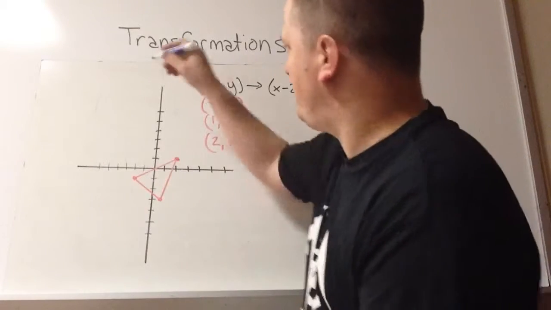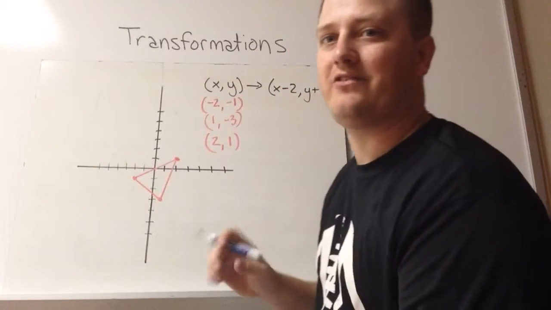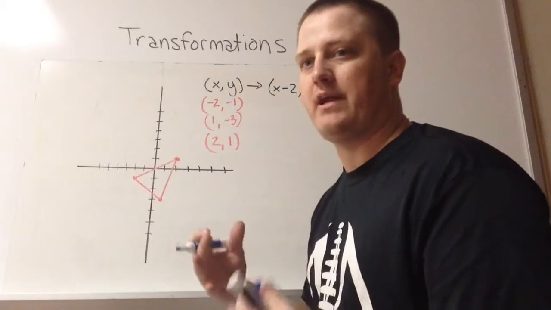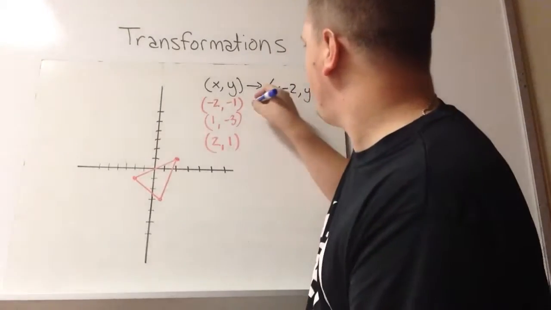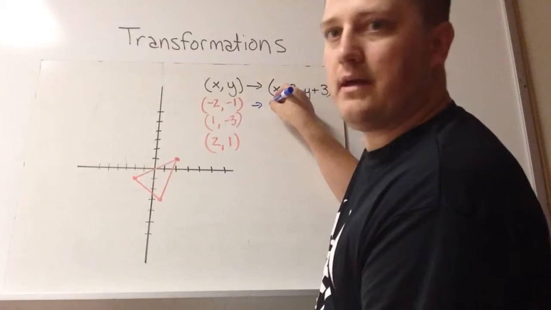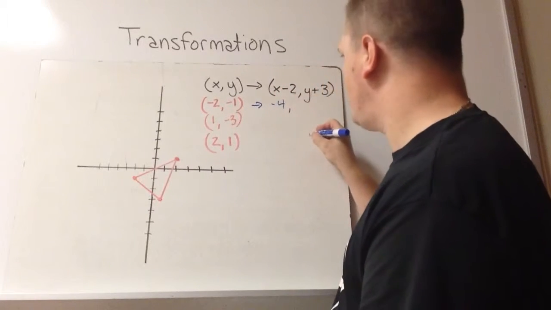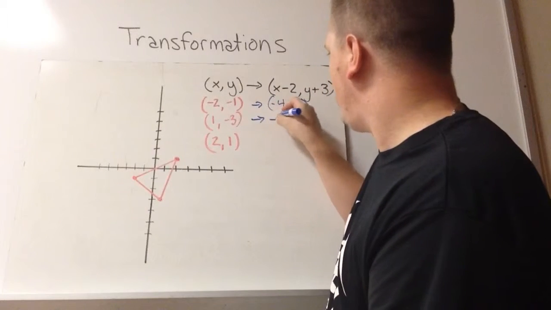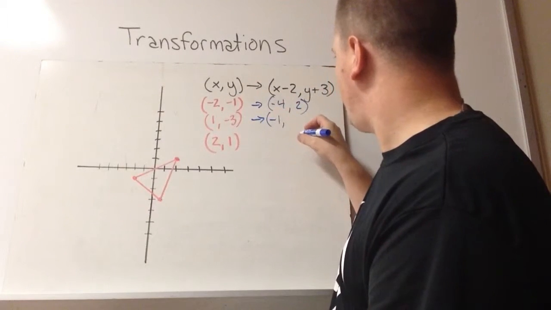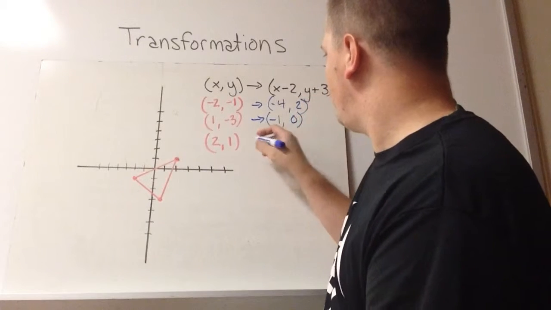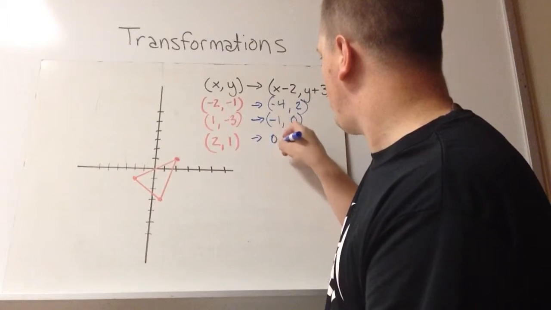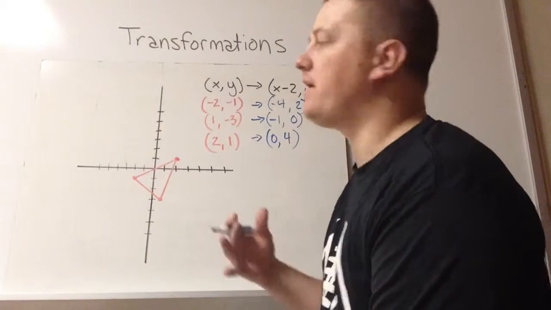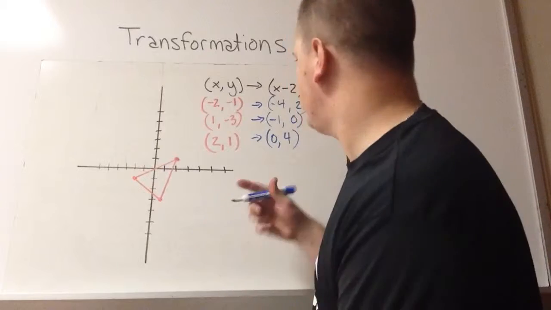This is known, when we just add or subtract, that's known as translation. That is the moving left, right, up, and down, translation. So our new versions are going to be -4 and 2, -1 and 0, and 0, 4. So those are our 4 new points. I'm going to graph those and then draw the triangle.